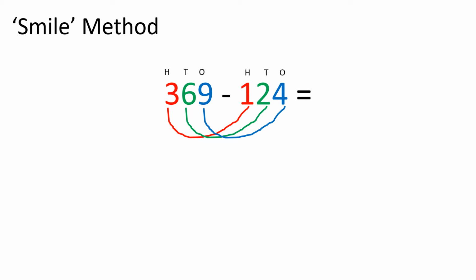First, we subtract the hundreds. We know 300 subtract 100 is 200, so we put a 2 in the hundreds place. Now, let's look at the tens. We know 60 subtract 20 is 40, so we put a 4 in the tens place. Finally, let's look at the ones. We know 9 subtract 4 is equal to 5, so we put a 5 in the ones place. Therefore, we know that 369 subtract 124 is equal to 245.